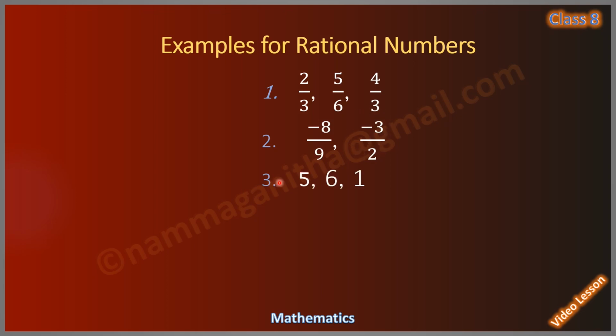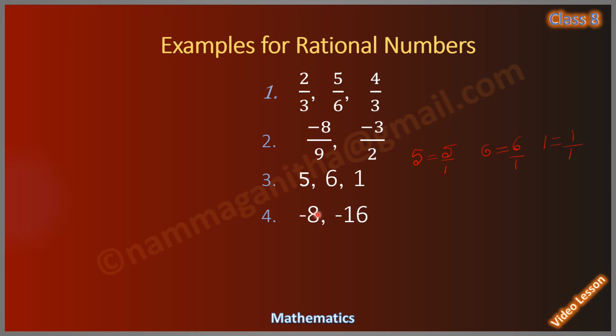Now consider the third example, 5, 6, 1. These are examples of rational numbers. Because consider 5. We can write 5 as 5 by 1, 6 as 6 by 1, 1 as 1 by 1. Now consider 5 by 1, which is in the form of p by q. Therefore 5 by 1 is a rational number. Therefore 5 is a rational number. Similarly 6 is a rational number and 1 is also a rational number.